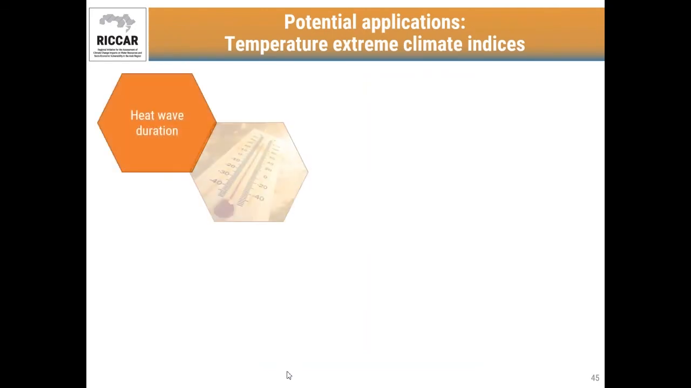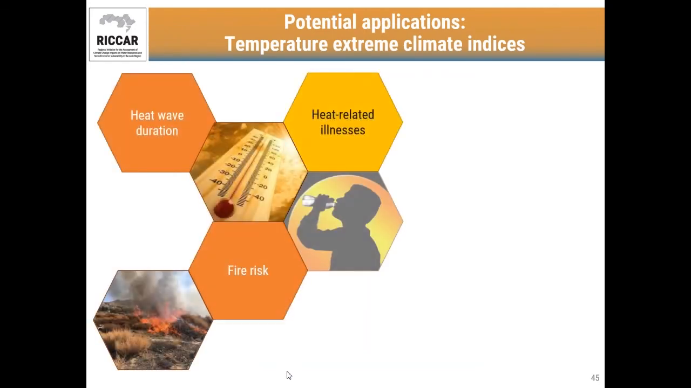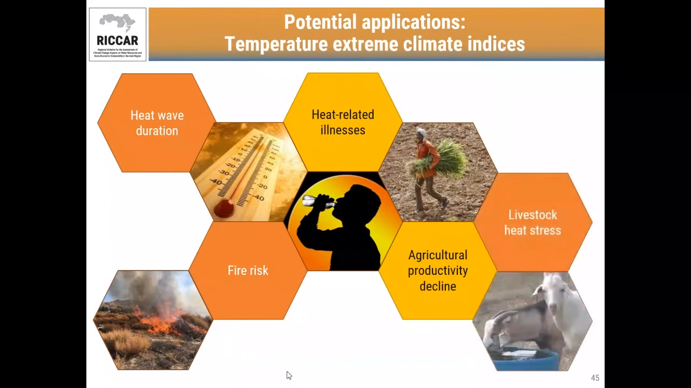So here are some potential applications you may consider for using extreme temperature climate indices. Looking at heat wave duration, perhaps looking at fire risk, heat-related illnesses, agricultural productivity decline, and heat stress not only on people, but also on livestock. And there are probably many other applications that I've not listed here that you may want to consider.